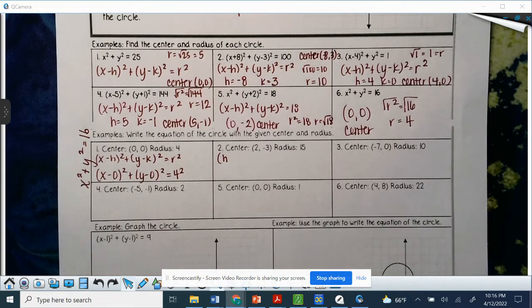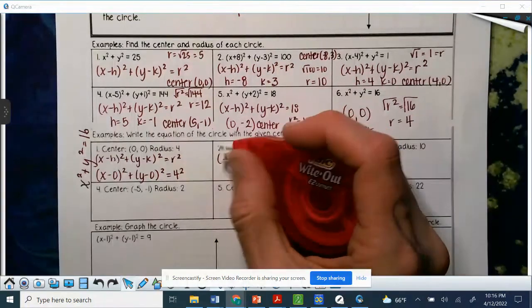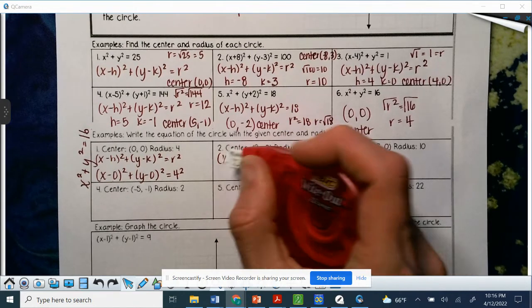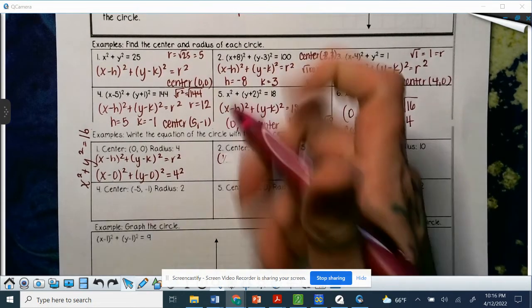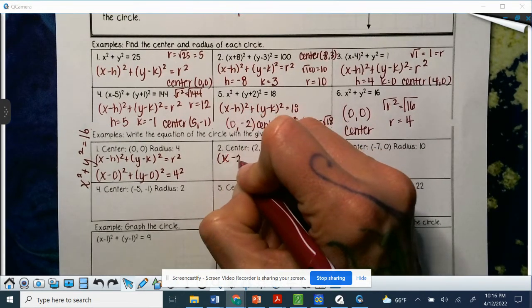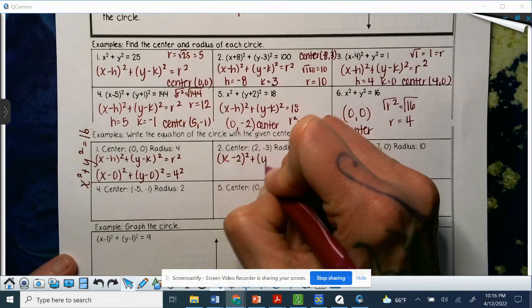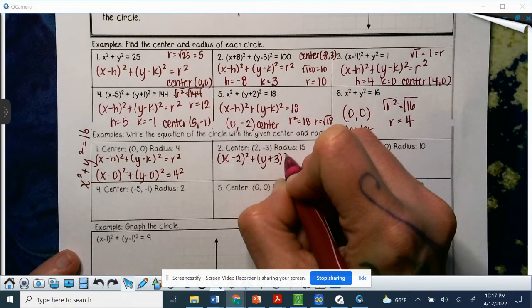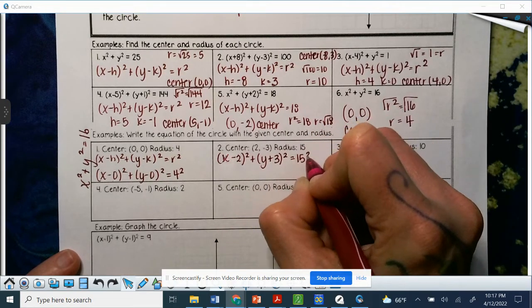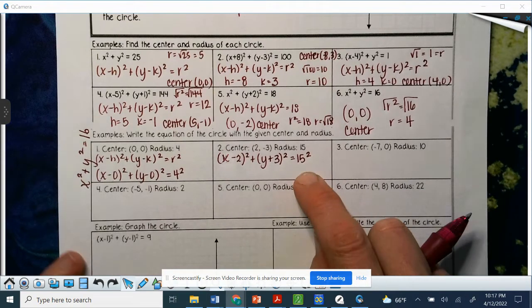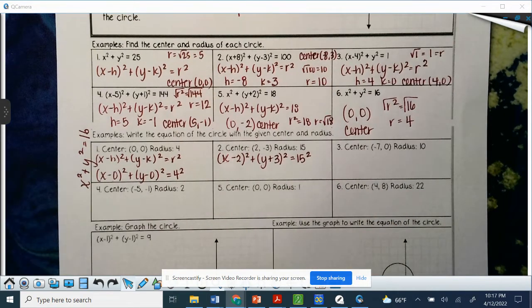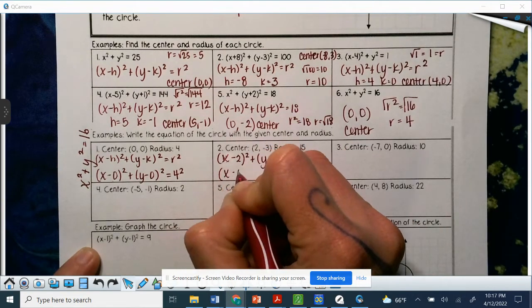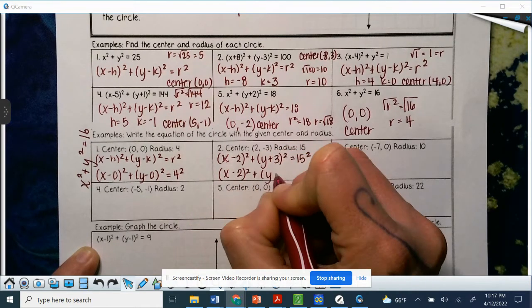Number 2, we have x, x minus h. So it's going to be x minus 2, because that's a positive 2. So x minus 2 squared plus y minus 3 minus 3, which is going to make that a positive 3 squared, equals 15 squared. Now 15 squared can be multiplied, so we're going to do 15 times 15. That gives us 225. So our correct equation is x minus 2 squared plus y plus 3 squared.